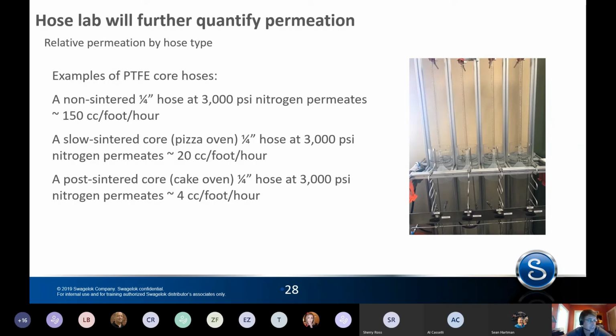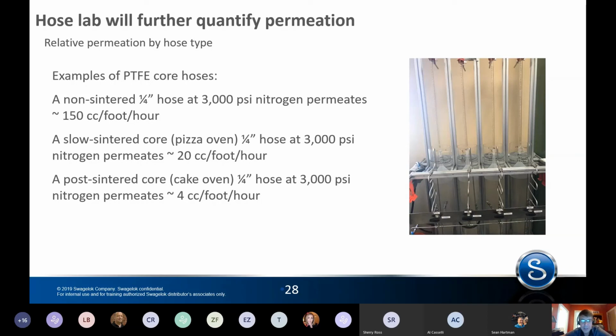If you take a non-sintered, non-baked hose, a 1/4-inch hose at 3,000 psi, and put it in this permeation tester, it permeates at about 150 cc's per foot of hose per hour. So in about 7 hours, you would permeate a liter, and in 56 hours, you'd permeate a gallon of gas. So it's a decent amount in just a 1 foot, 1/4-inch hose. You would permeate a gallon in a little over 2 days.